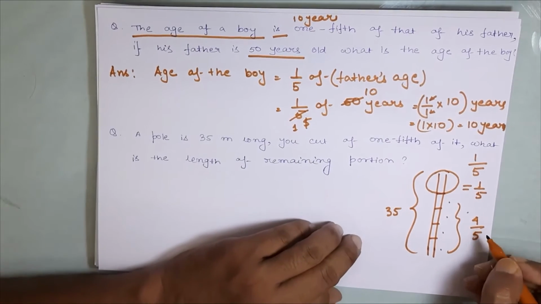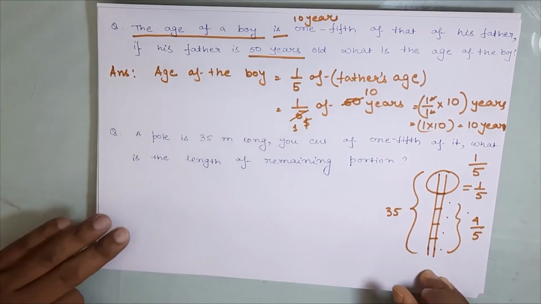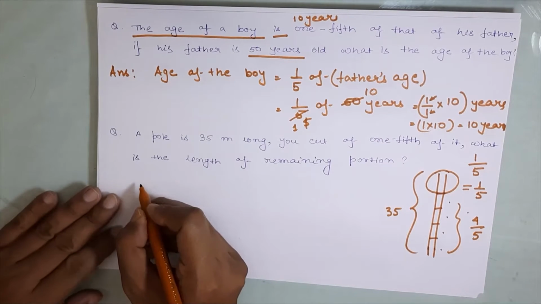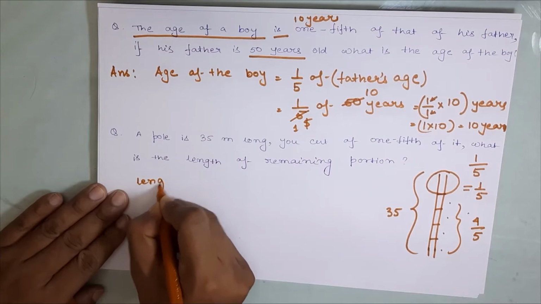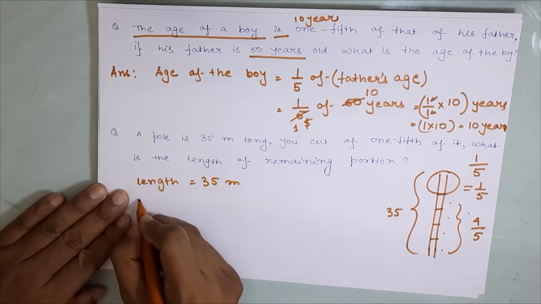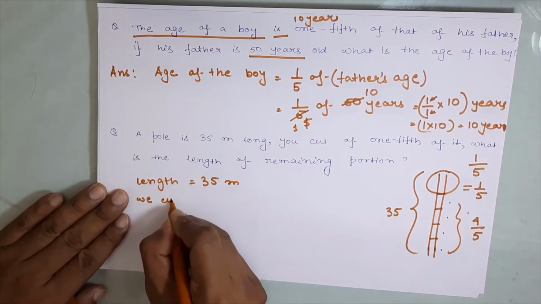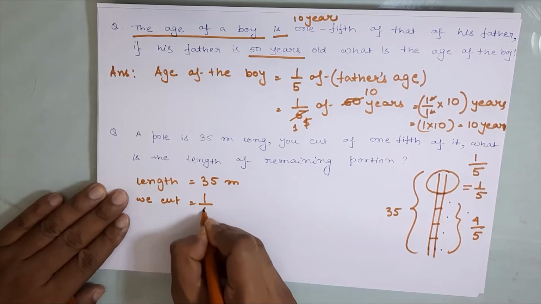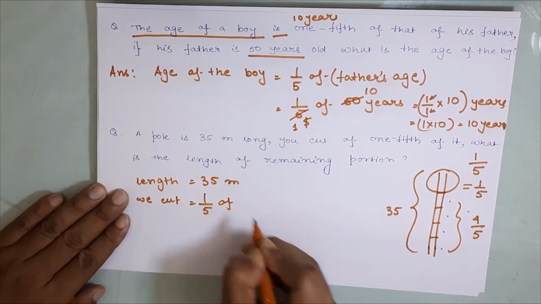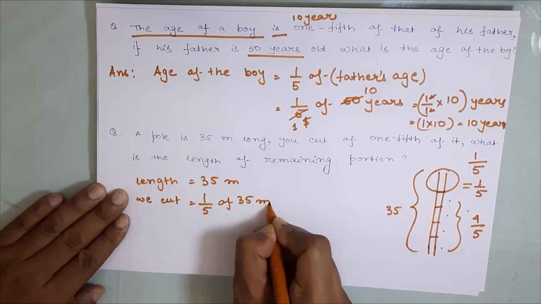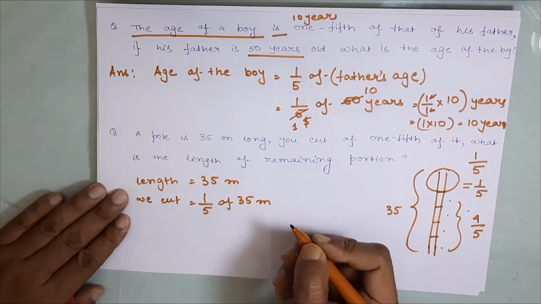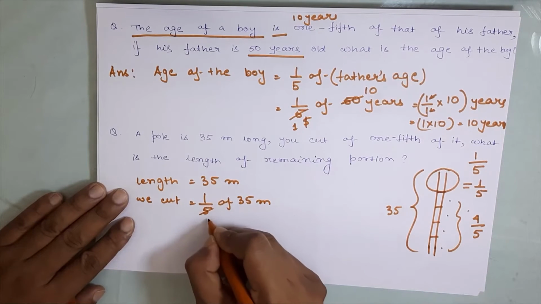We have to find out the length of this portion. Let us see. So the length is equal to 35 meter, and we cut 1/5 of 35 meter. So 35 and 5, do we have a common factor here? Yes, we do. It is 5. So if we divide 5 by 5, we get 1.